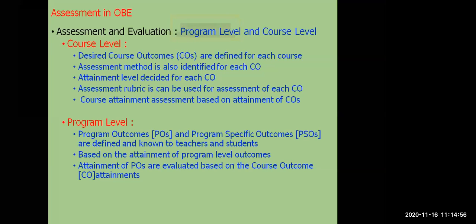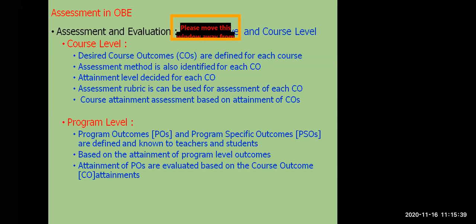Assessment rubric can be used for assessment of each course. What I said, level 1, 2, 3, 4, 5. If you can define that for each CO, that is called rubrics, right? Course attainment assessment is based on the attainment of COs. That means you have written 4 or 5 COs. Based on the attainment of those 4 or 5 COs, you calculate the attainment of that course. Let's say I am teaching C programming. So I had 5 programs, 5 COs. So the average attainment level in that is, let's say 0.8, 80%. So that becomes the attainment of the course.